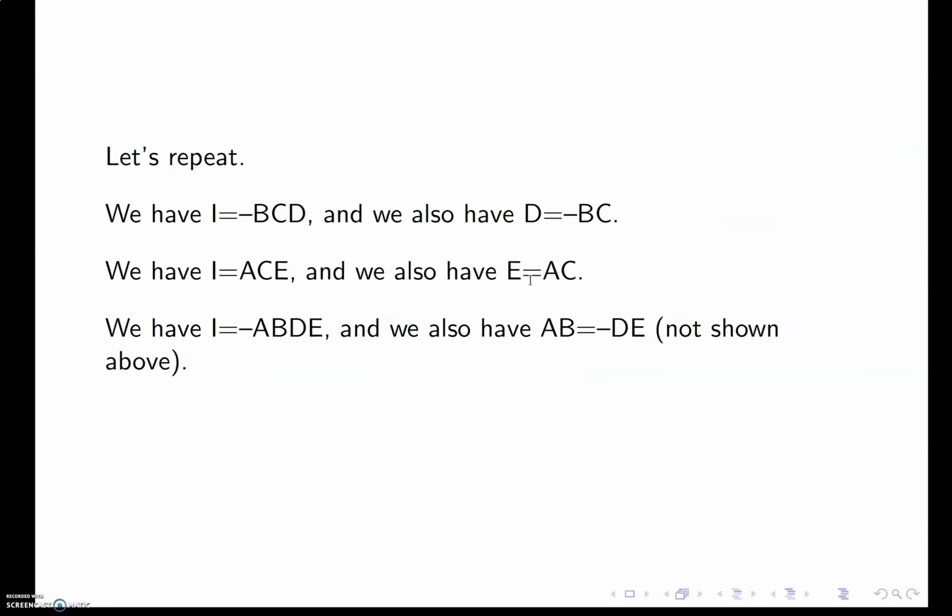Okay, so a little recap of how our defining contrast affected our aliases. We have I equal to negative BCD, and that implies that D is aliased with BC. So notice that relationship. When I is ACE, E and AC are aliased. If we have I equal to negative ABDE, then we also get AB aliased with DE. This was not actually shown in the notes, but you could work that out on your own and take a look. You could write out that whole big table from a previous slide.